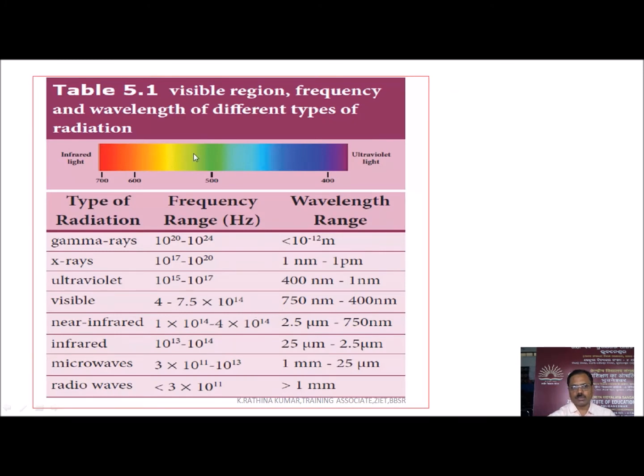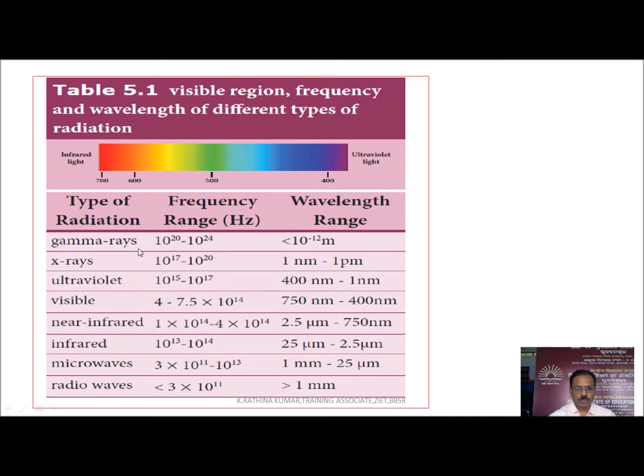Then here the table shows the visible region, frequency and wavelength of the different types of radiation. In the previous diagram we have seen the wavelength range. Here are the type of radiation, frequency range and wavelength range. Note here 400, 500, 600 and 700. The first one is infrared and the last one is ultraviolet. You can say that red is the maximum and violet is the minimum.